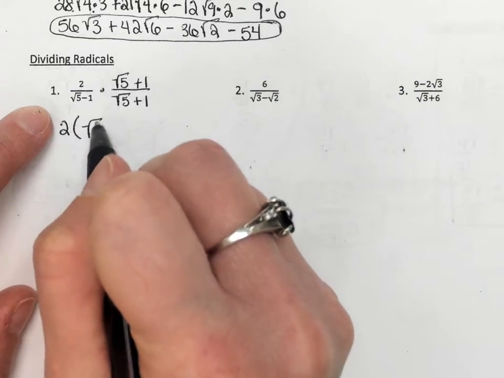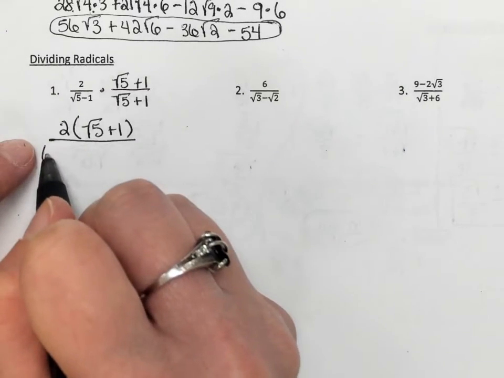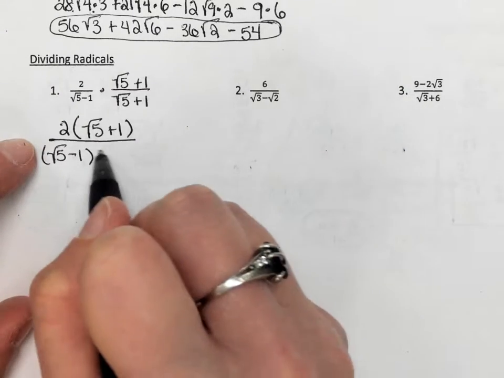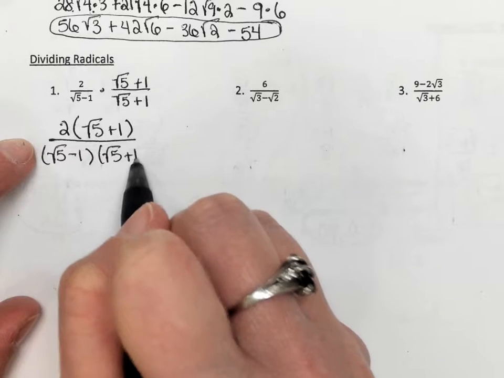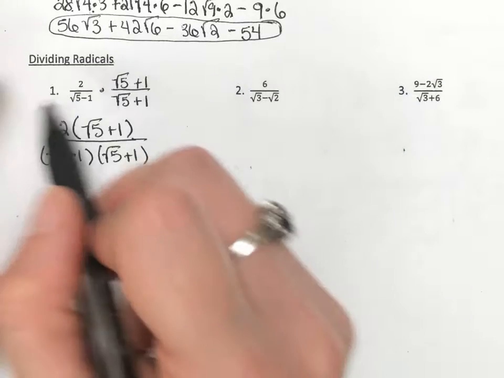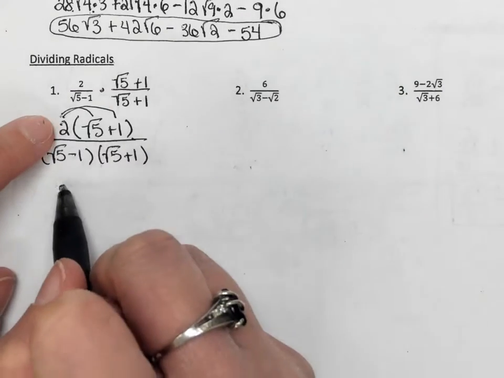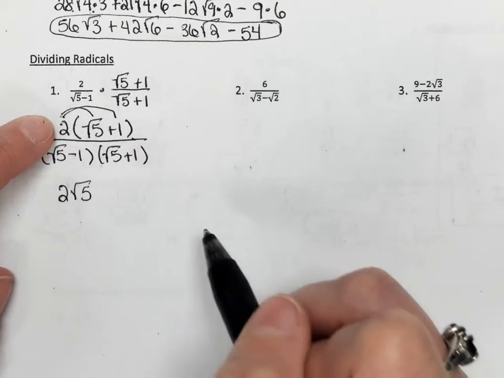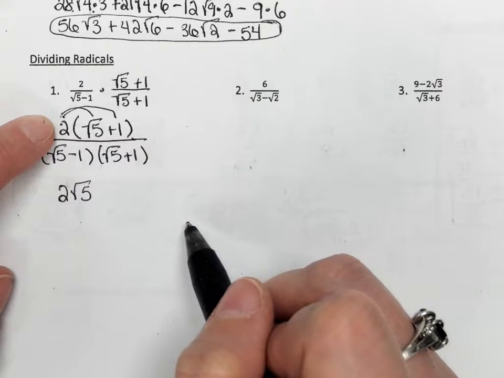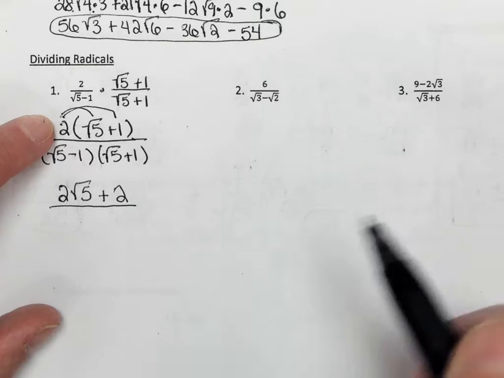2 times parentheses square root of 5 plus 1, because some people need to do this. And then parentheses square root of 5 minus 1 times parentheses square root of 5 plus 1. Are y'all okay? Do you see how much prettier that looks? It's easier to see. It's easier to read. Distribute the 2. This is just going to be 2 square root of 5, because they're not like terms, plus 2 times 1 is 2. Are y'all okay?